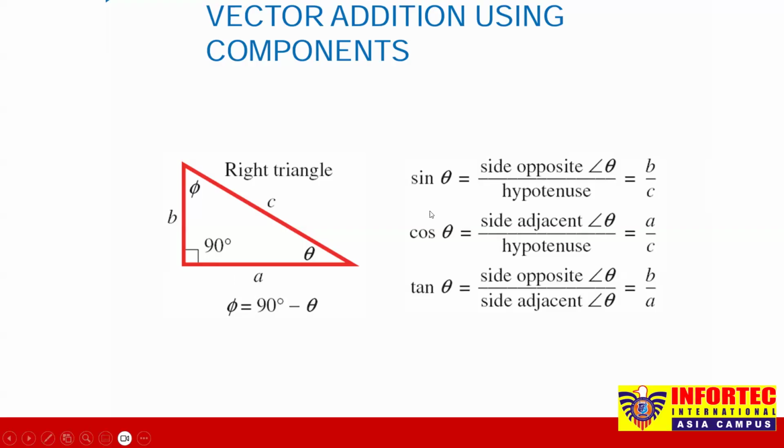Then we can define sine theta according to the right angle triangle. Sine theta is the opposite side B divided by C. Cos theta is the adjacent side A divided by C. Tan theta is the opposite side divided by the adjacent side, B divided by A. All of you know how to define sine, cos and tan.